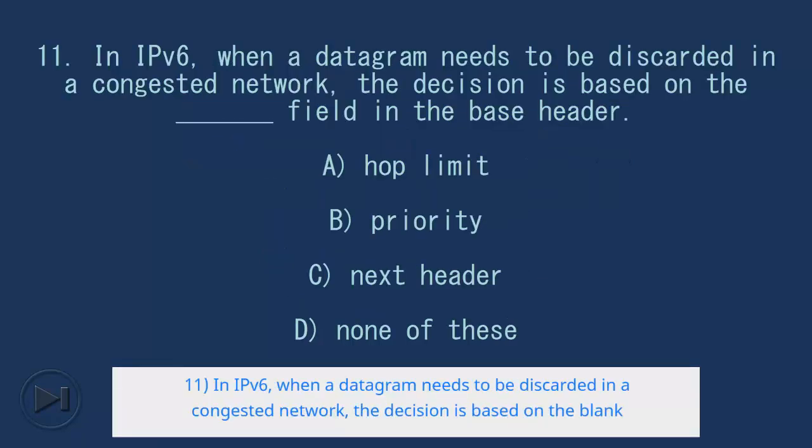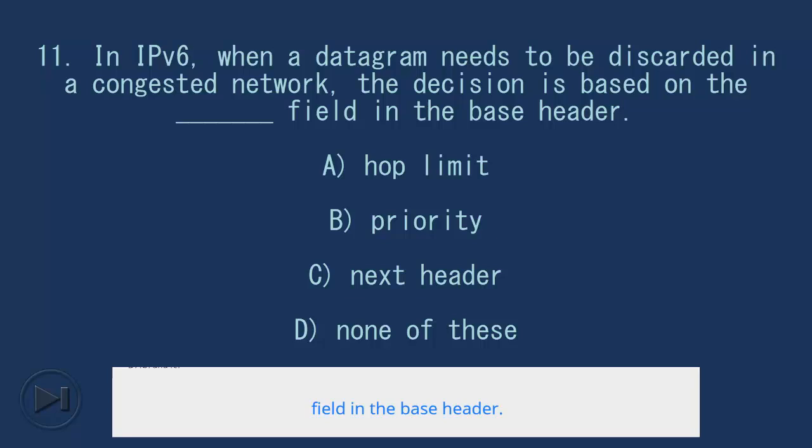11. In IPv6, when a datagram needs to be discarded in a congested network, the decision is based on the blank field in the base header. A. Hop limit. B. Priority. C. Next header. D. None of these. Answer, B. Priority.